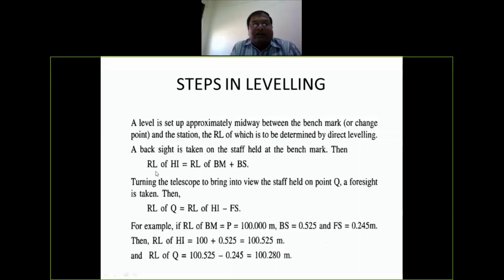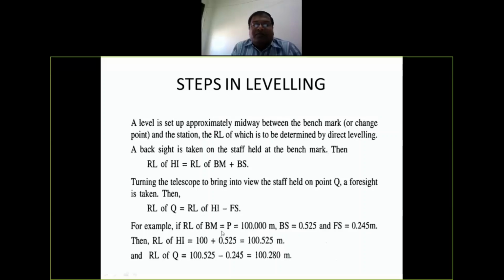So how will you calculate? As I already showed you in the diagram, RL of HI is equal to RL of benchmark plus backsight. Turning the telescope to bring into view the staff held on point Q, a foresight is taken. Then RL of Q is nothing but RL of HI minus foresight.